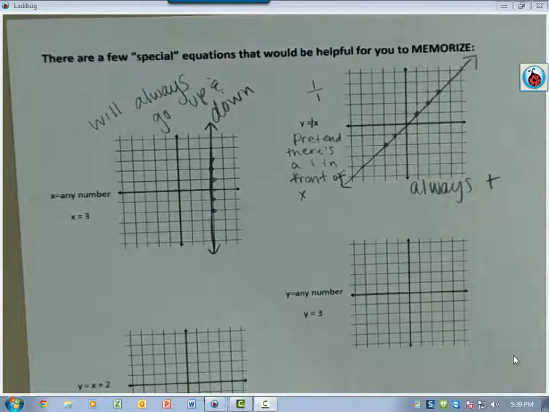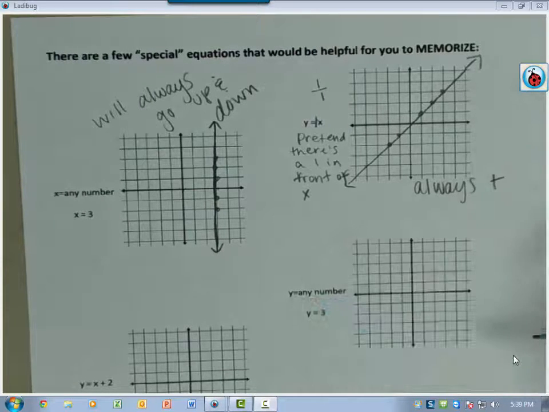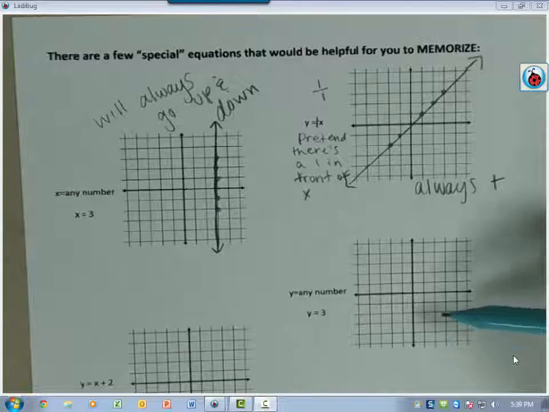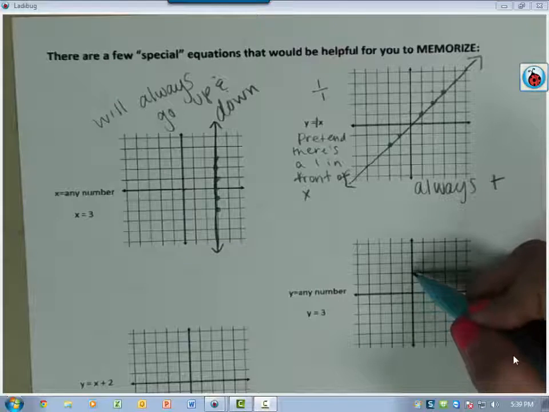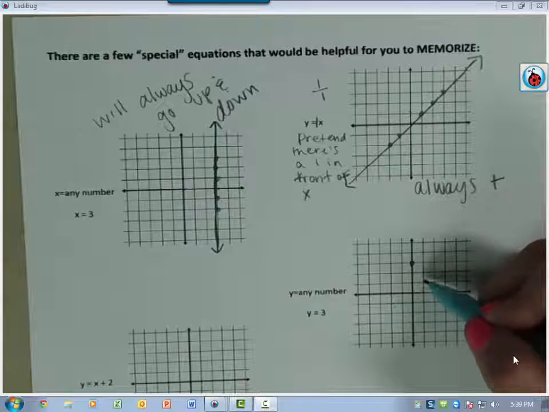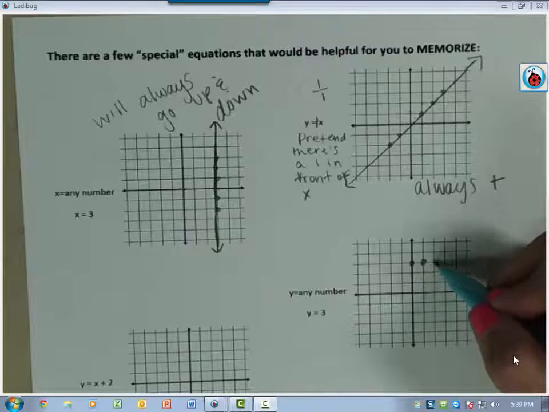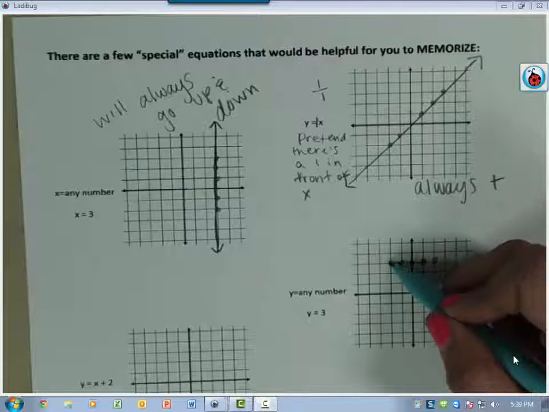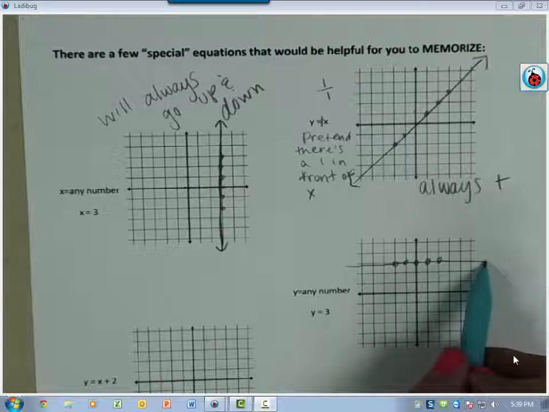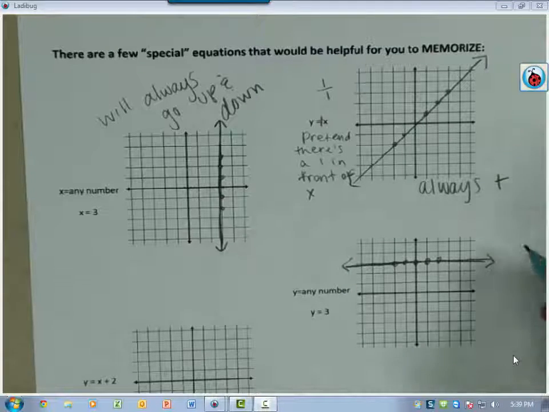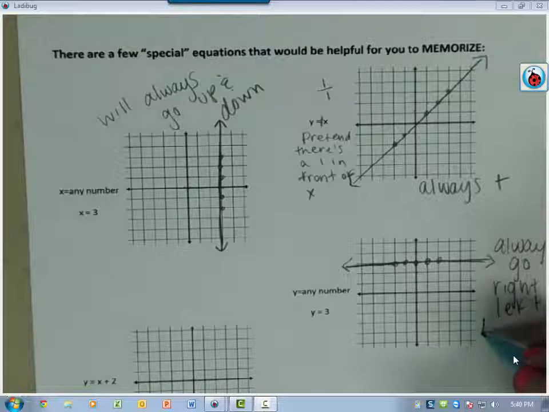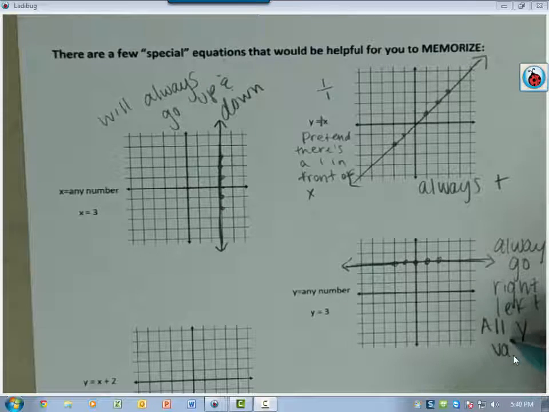Alright, let's look at this one. When y is equal to any number, it means all your values are going to be y is equal to whatever your number is. So, you go over 0, up 1, 2, 3. Over 1, up 1, 2, 3. Over 2, up 1, 2, 3. Okay, so your y values are always going to be 3, so it's always going to look horizontal. Remember, this is 0 slope. Okay, always go right and left. All y values 3.